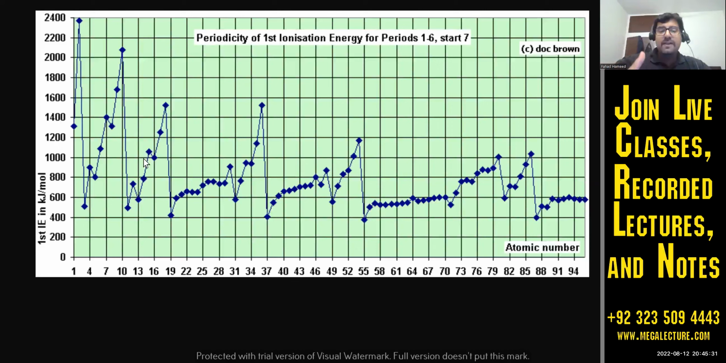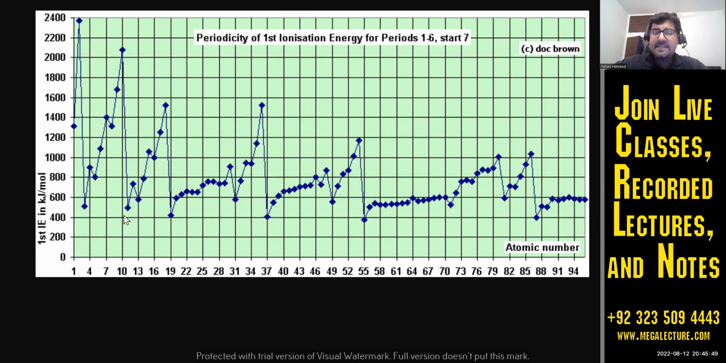Now remember, every time you're moving, what are you doing? You're moving down. Every time you're moving one step down. Next period, it's going to have more shielding. There's going to be more shells. So this is the next period. So the next period will have lower ionization energy compared to the previous one.